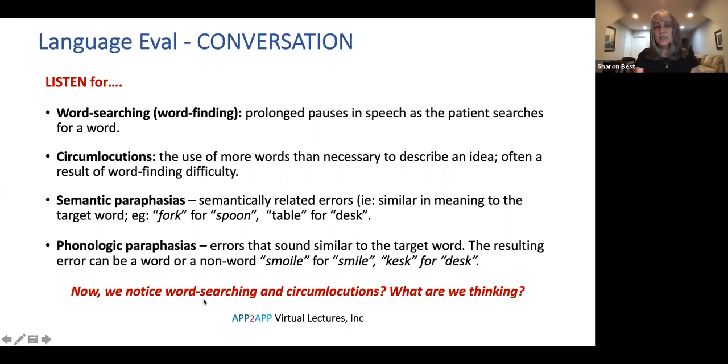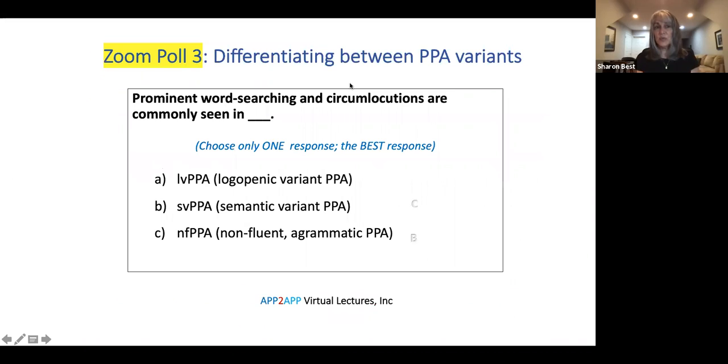So now, say we notice word searching and circumlocutions for our patient. What are we thinking? So this is the next poll. Prominent word searching and circumlocutions are commonly seen in. Okay, so it says choose the one best response. So the word searching is a criteria for logopenic PPA. It's not a criteria for the semantic or the non-fluent, even though we see it there.